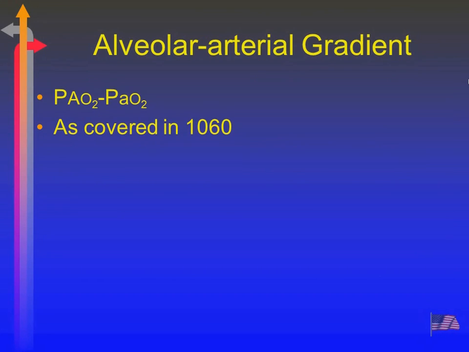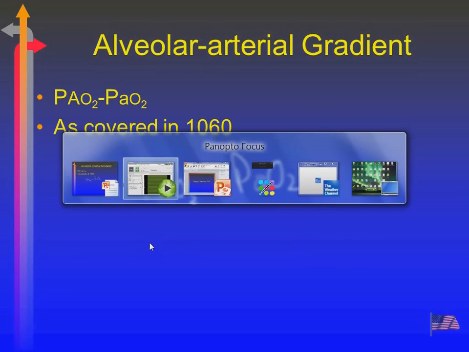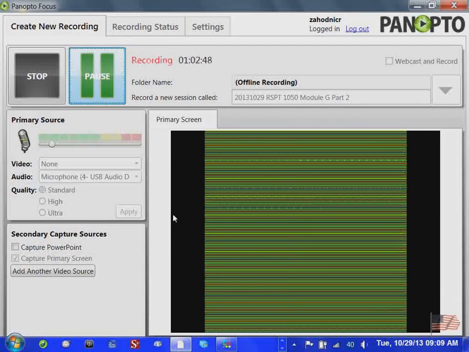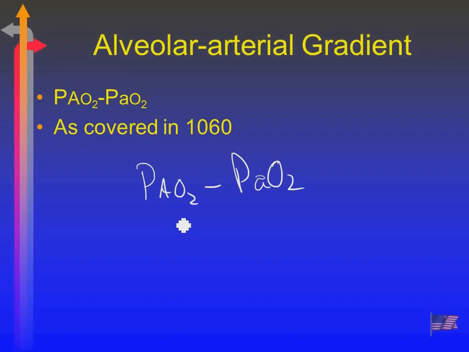Okay, we talked about some of these in 1060. Remember, we can take this alveolar level and compare it to the, you know what? Let's do this. Let's take a break. Let's go ahead and continue on.